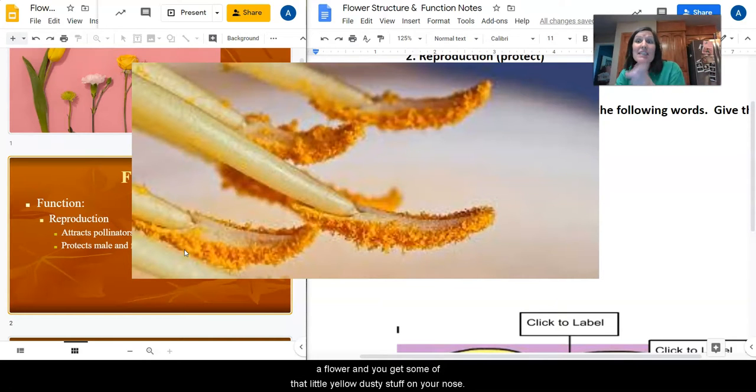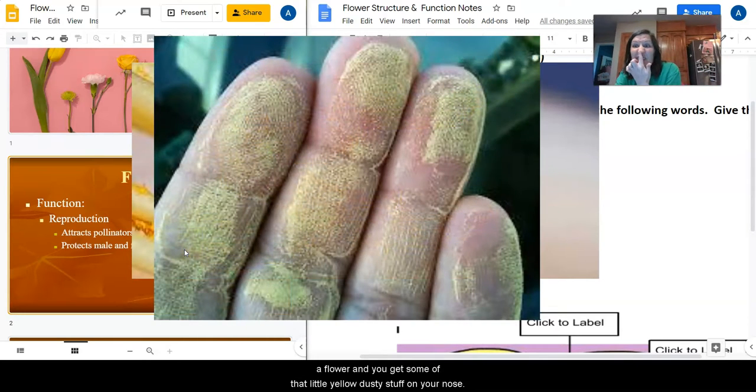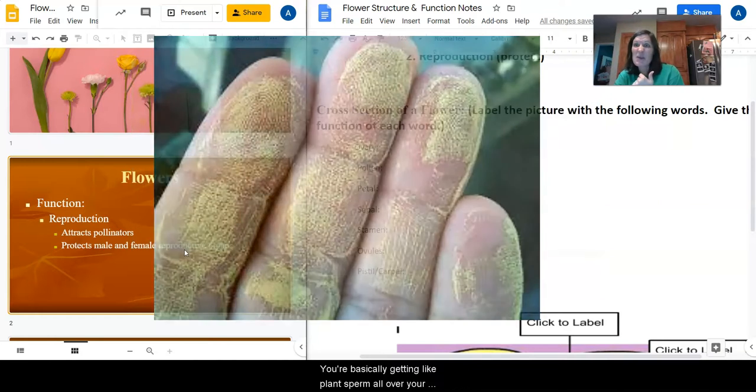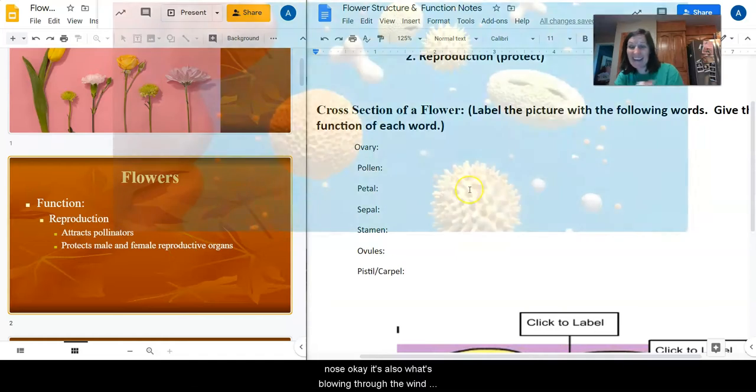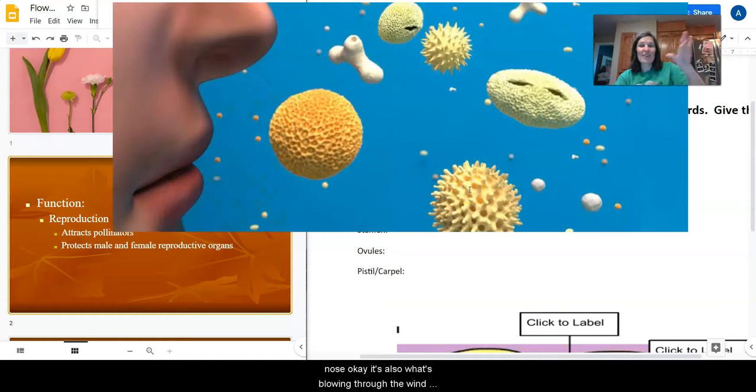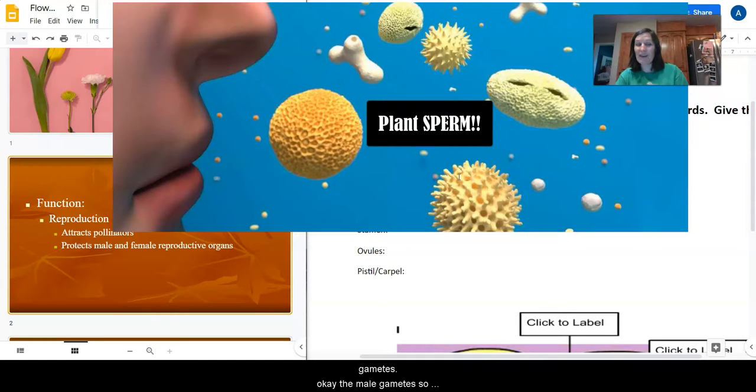So when you go up and sniff a flower and you get some of that little yellow dusty stuff on your nose, you're basically getting plant sperm all over your nose, okay? It's also what's flowing through the wind that's making us all have allergies, because we're breathing in pollen constantly. So you're constantly exposed to plant gametes, the male gamete.